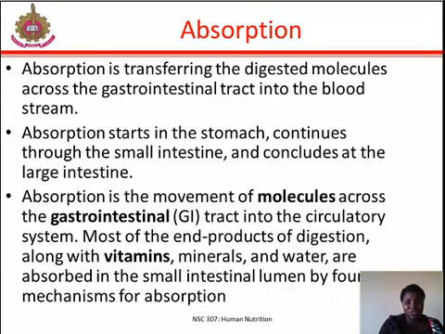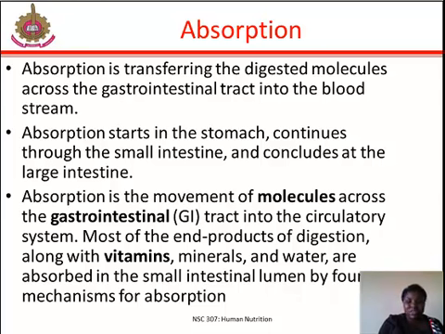Alcohol is not a nutrient, but 80% of consumed alcohol is absorbed in the small intestine. The other 20% is absorbed in the stomach. Alcohol is absorbed by simple diffusion, which explains why gastric ulcers are not uncommon in people who drink excessively.